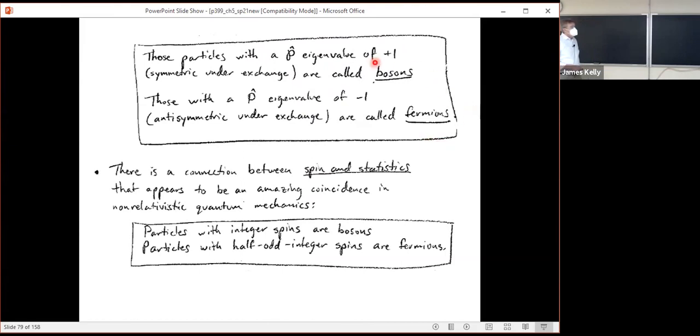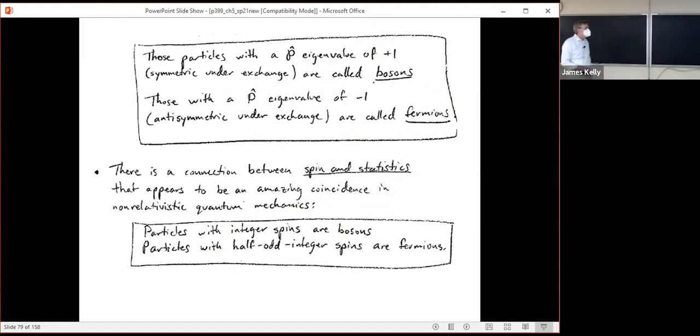You've learned, I'm assuming in modern physics, that there's a relationship between the spins of particles and whether they're bosons and fermions. Sometimes people call that the spin statistics connection, because this affects how, we won't talk about it much in here, but there's a lot of connections with statistics of measuring these particles. So statistics refers to this boson fermion property, and the spin refers to their spin value. And in non-relativistic quantum mechanics, this is just an amazing coincidence that seems to be experimentally observed.